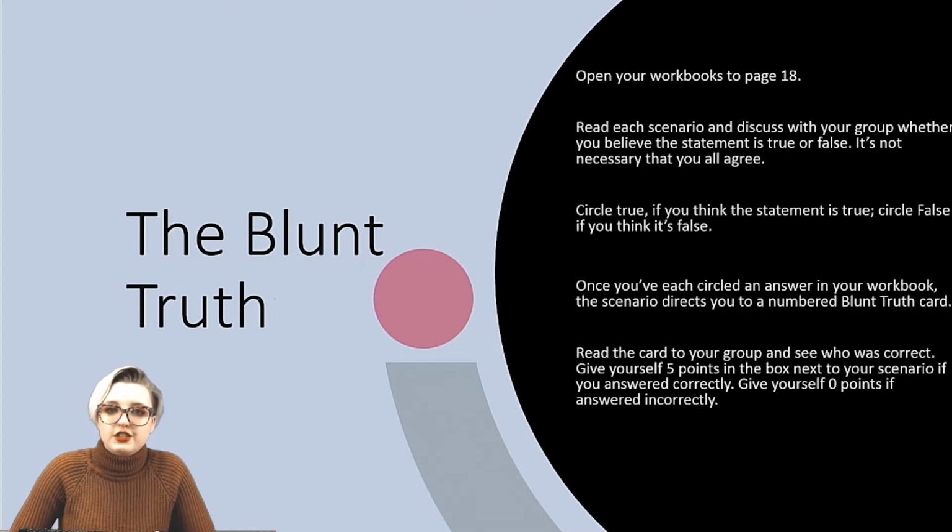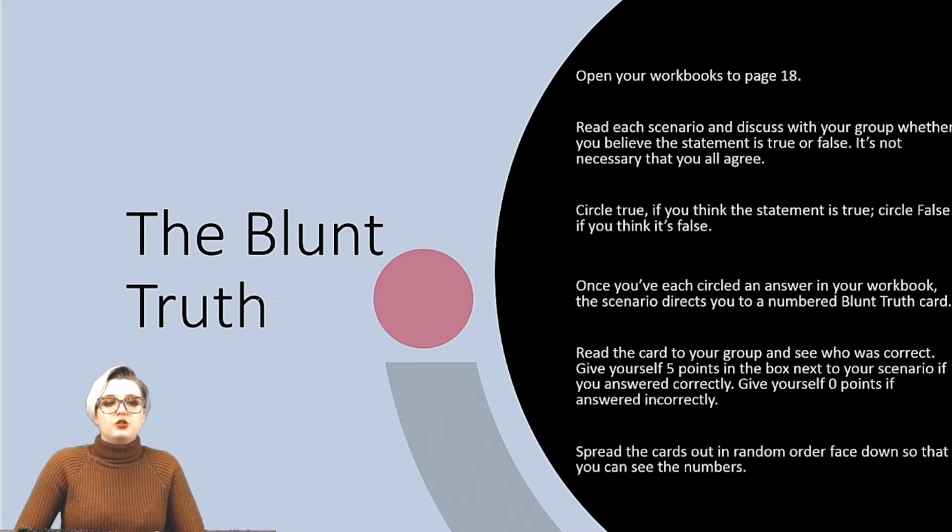All right, so teachers, if you can go ahead and pause this video and put the students into groups of 4 or 6, each of the groups will need a deck of the blunt truth cards. All right, guys, so to set up this game, you will spread the cards out in random order, face down, so that you can see the numbers. We'll read the first scenario together.